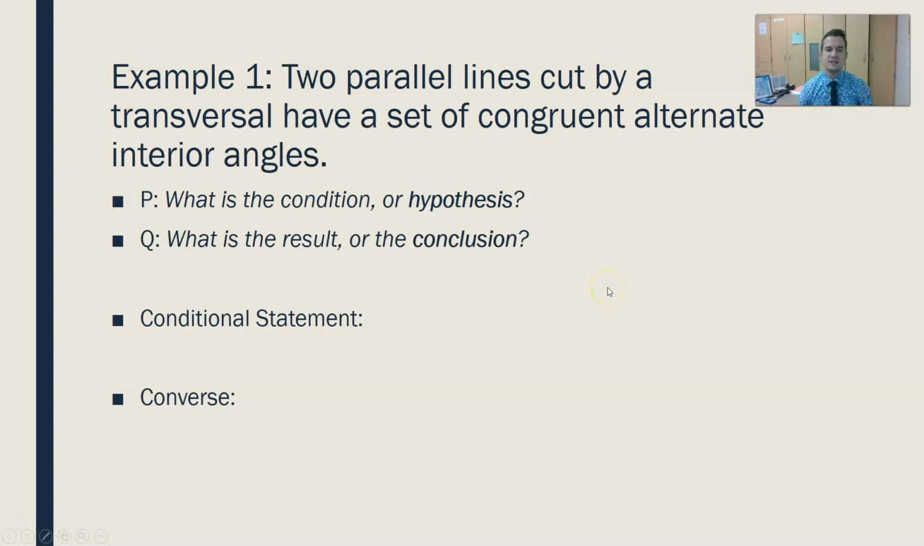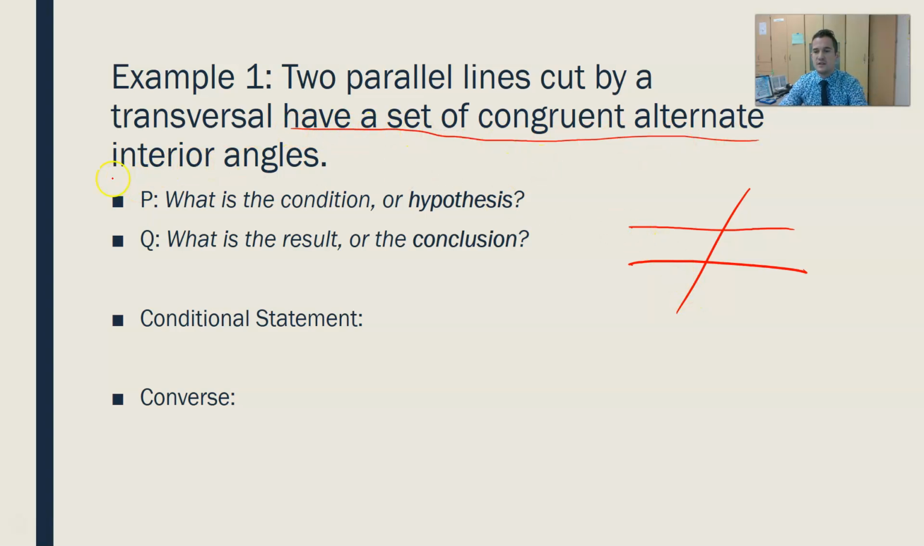So let's look at some examples. This is what your homework might look like. I'm going to give you a sentence, some sort of statement. You're going to have to write a conditional statement and a converse statement. Okay, so example 1 here says two parallel lines cut by a transversal, like this. Two parallel lines cut by a transversal have a set of congruent alternate interior angles. Okay.